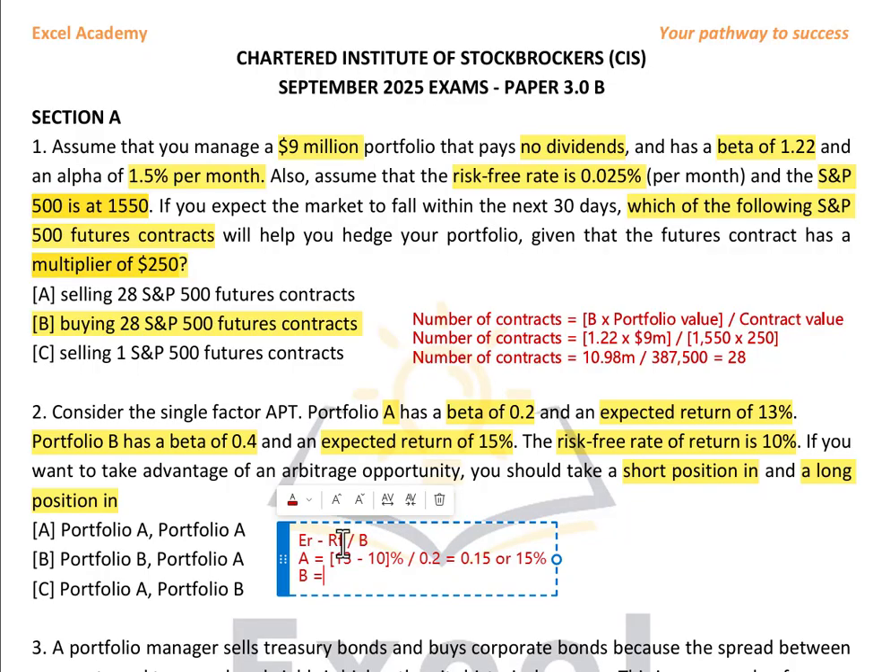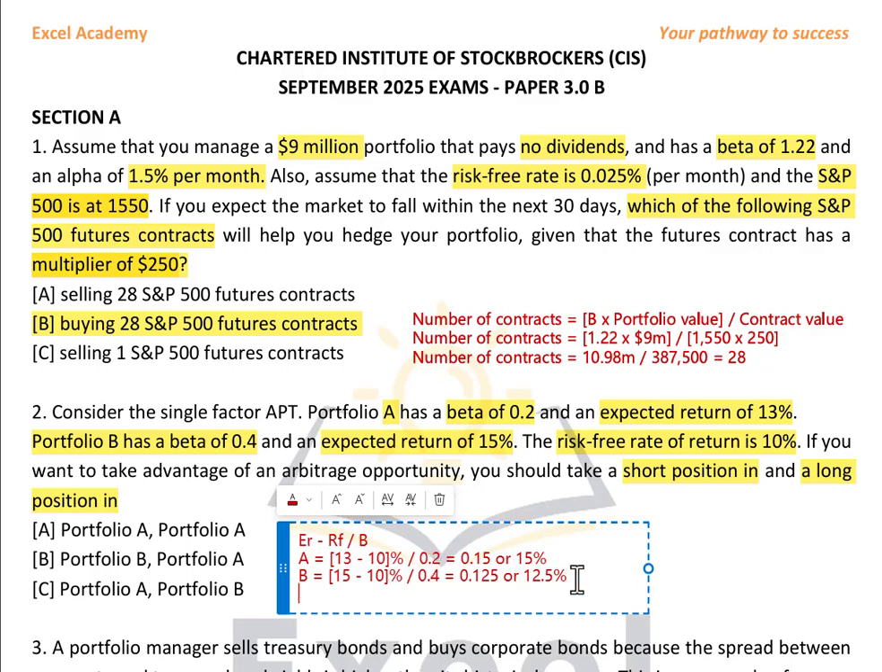Then for portfolio B, the expected return is 15%, minus the risk-free rate of 10%, divided by a beta of 0.4. This would give us 0.125, or 12.5%. The next thing we're going to do is this. Look at this, 15% and 12.5%. This is more or less like the reward, so we'll now do a comparison of the reward to risk ratio.